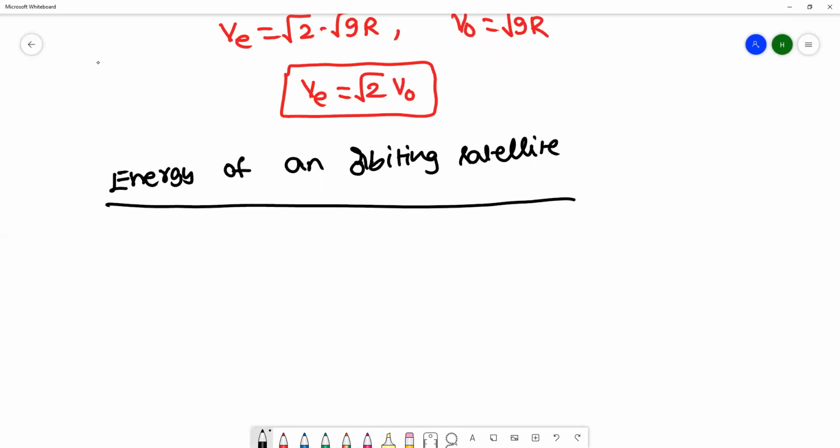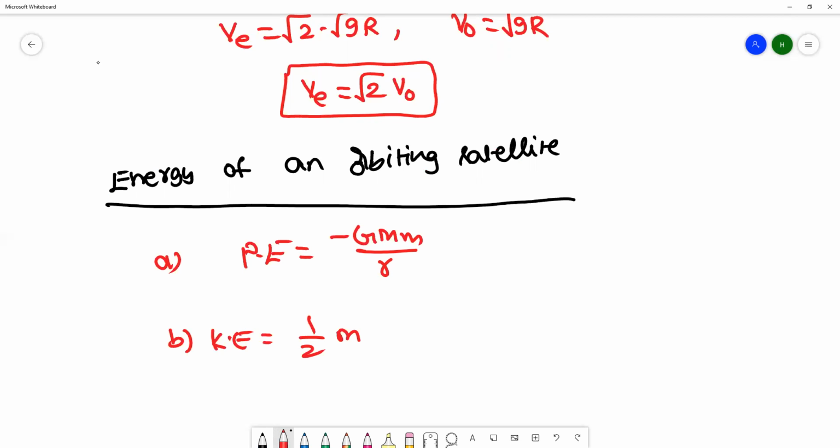Energy of an orbiting satellite. Already we know potential energy. Potential energy is equal to minus GMm divided by r. Then kinetic energy: if we take the kinetic energy K, it is equal to half m v squared.